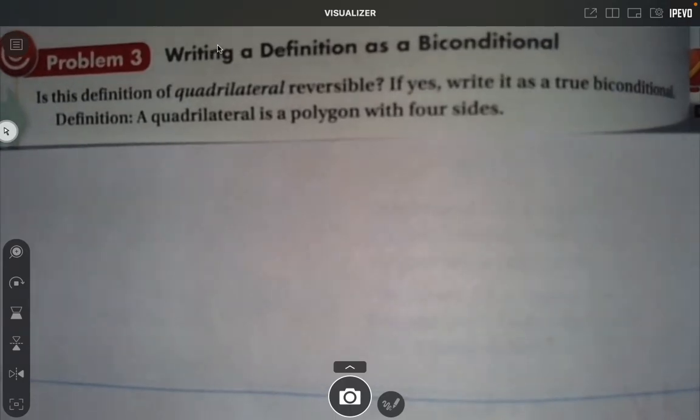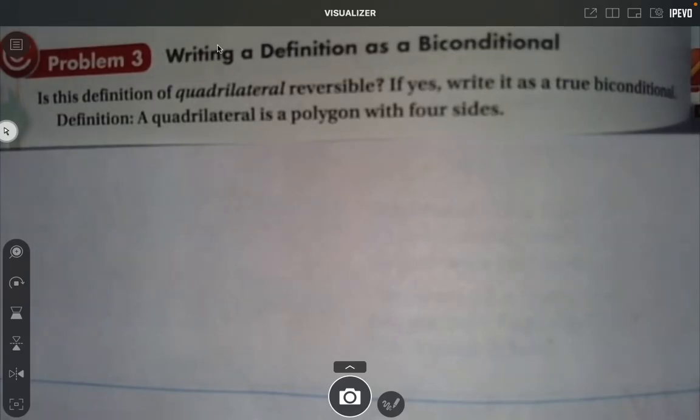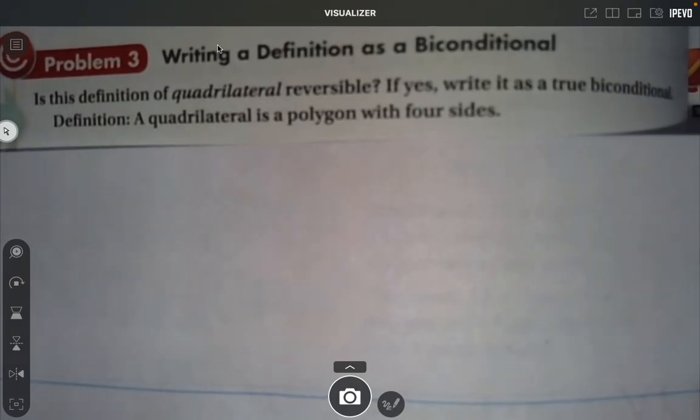And if it is, write it as a biconditional. So yes, this is the thing we just did. It says a quadrilateral is a polygon with 4 sides. So reverse it, or do the converse. What would that be? A polygon with 4 sides is a quadrilateral. Okay, are both of those things true? Yeah, and if you don't know, quadrilateral means 4 sides. Quad, okay? So both ways that works. So this is reversible. So let's write it as a true biconditional.